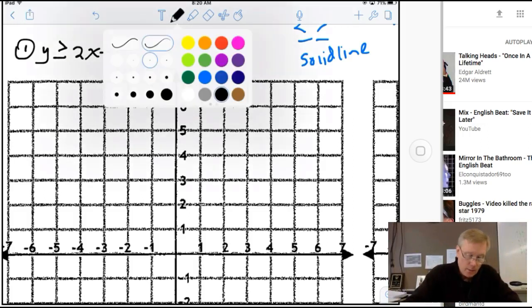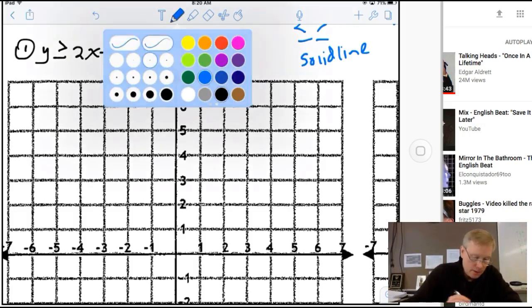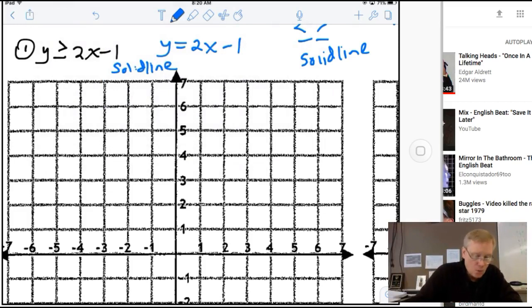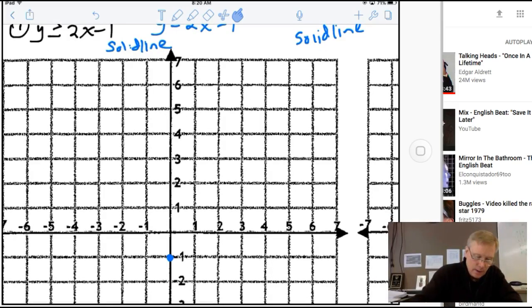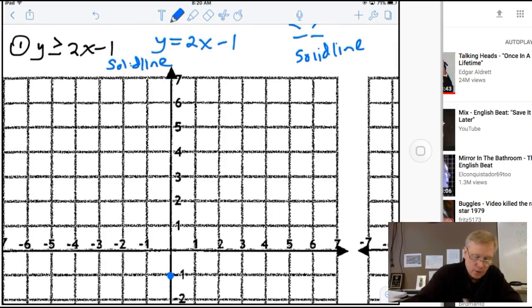All right, so I'm going to graph it just like y equals 2x minus 1. That has a y-intercept of -1, which is here. That's where it crosses the y-axis. And it has a slope of 2. Now you can always make the slope into 2 over 1, which means the rise is 2 and the run is 1.